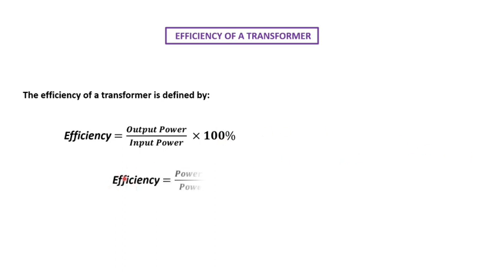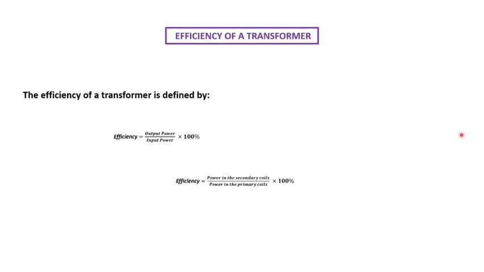It can also be defined as efficiency is equal to power in the secondary coils over power in the primary coils times 100%. That is, the output power is the power dissipated in the secondary coils, while the input power is the power dissipated in the input coil. So these are the formulas that we can use to calculate the efficiency of the transformer. Now let's take some calculations on the efficiencies of a transformer.